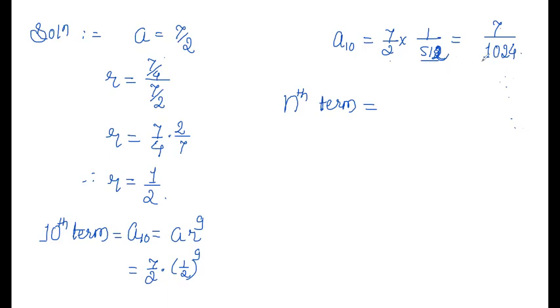So it will be 7 divided by 1024. आता nth term calculate करायची आपल्याला. So nth term is equal to 7 by 2 into 1 by 2 raised to n minus 1, which is equal to 7 divided by 2 raised to 1 into 2 raised to n minus 1, it is 2 raised to n. This will be the nth term of geometric progression for the sequence 7 by 2, 7 by 4, 7 by 8, 7 by 16, and so on.